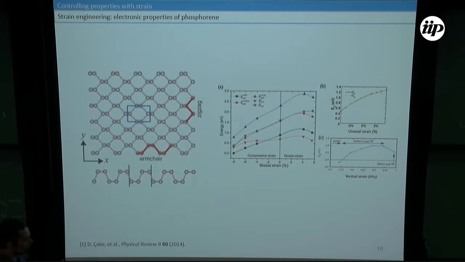But if you actually compress in the vertical direction, you can get for phosphorene too a large amount of behavior. You can go from direct band gap to indirect band gap, all the way to metal, also for this material. So we have very large flexibility of what kind of behavior you can get from the atomic properties by controlling the strain.